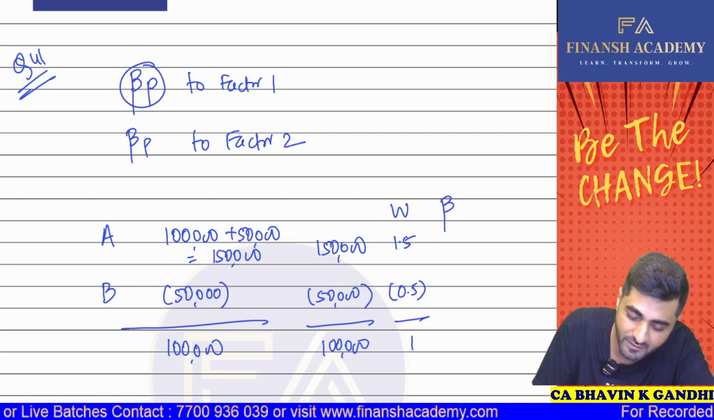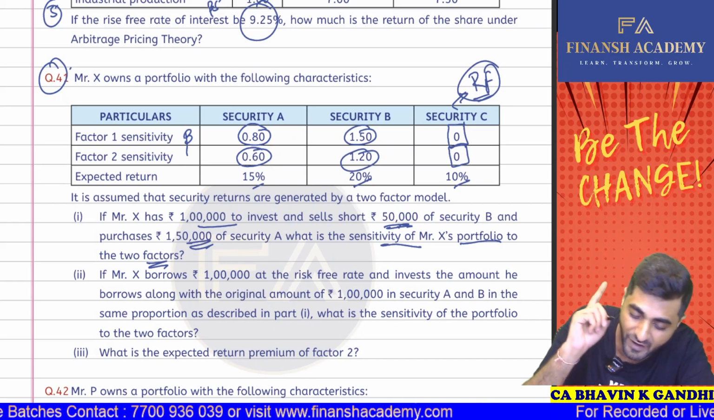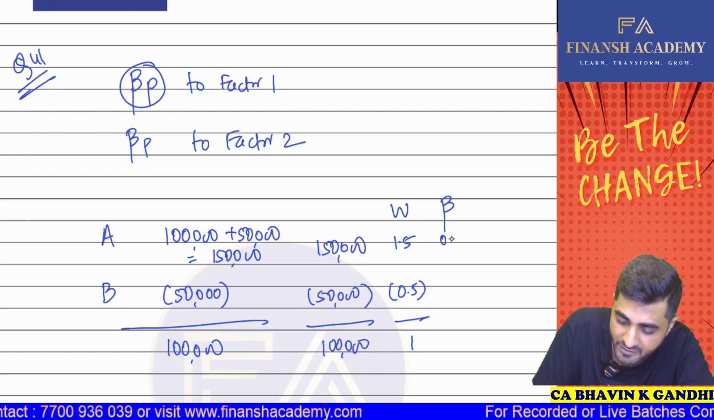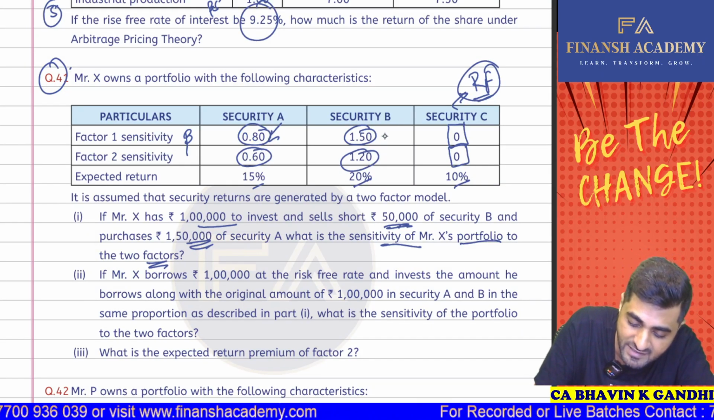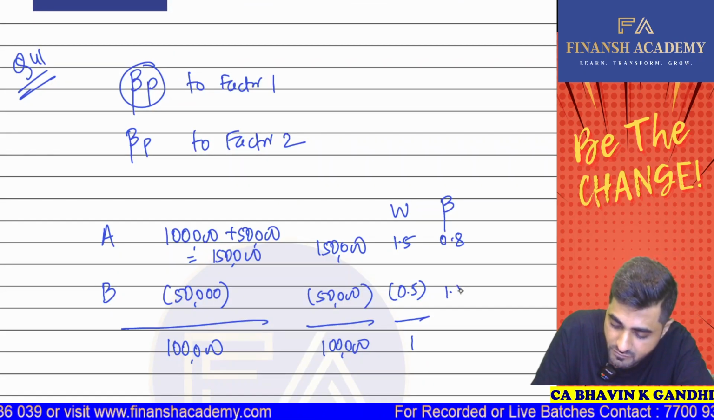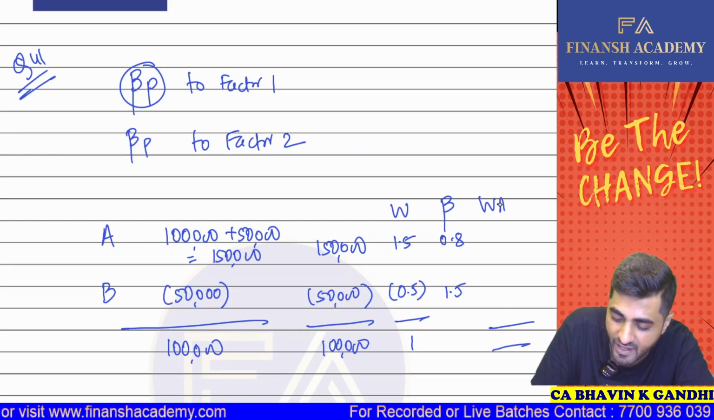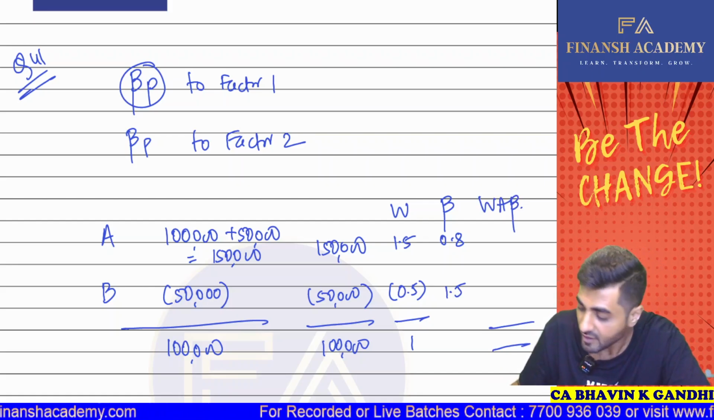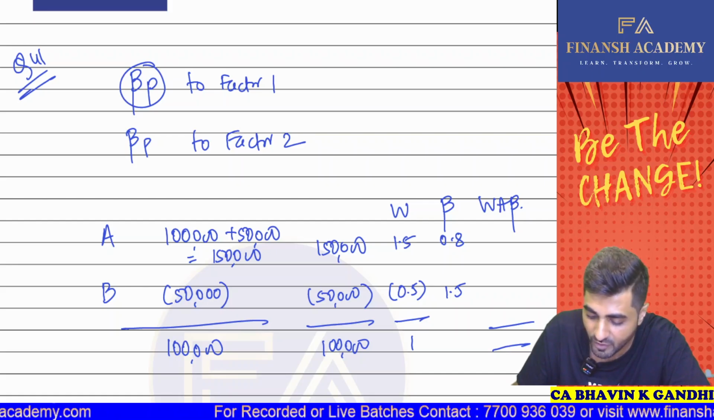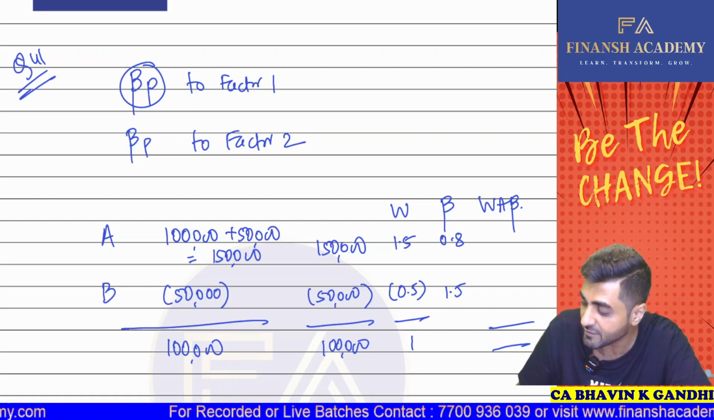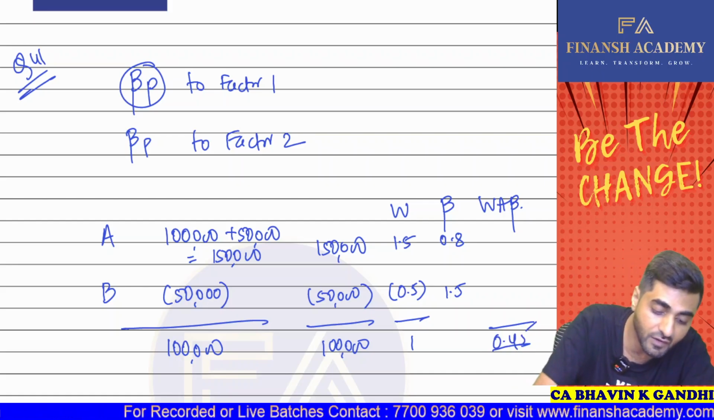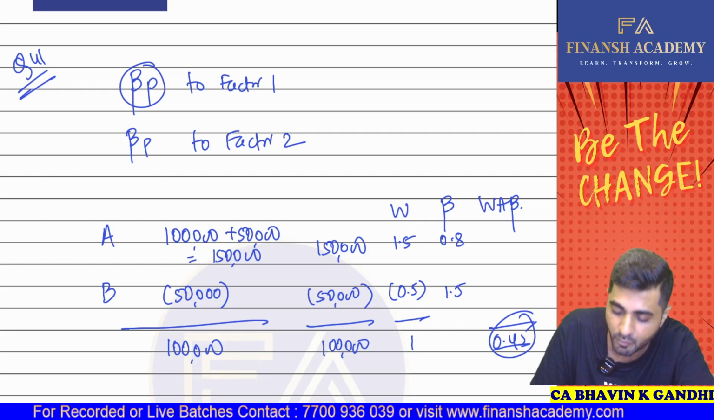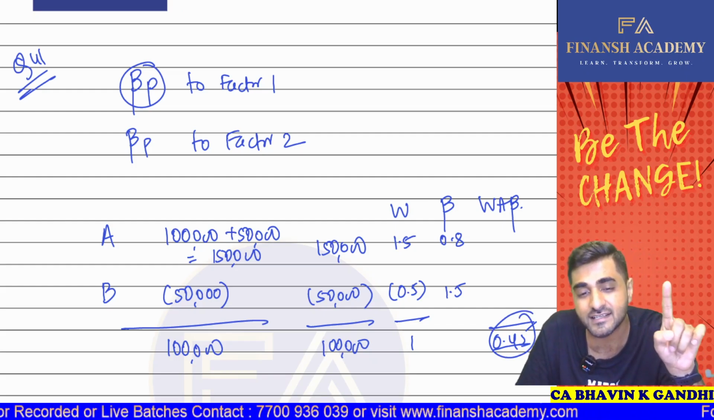And now what will be the beta? So for your factor 1 sensitivity, we know that security A has a beta of 0.8 and security B has a beta of 1.5. So will this give you your weighted average beta? Come on, yes or no? Yes, sir. 1.5 into 0.8 and then negative 0.5 into 1.5. So this will eventually give you some 0.45. Okay. So is this 0.45 going to be your portfolio beta to factor 1 sensitivity?